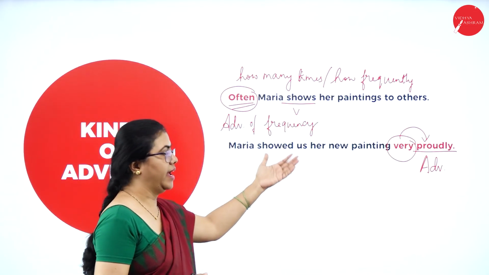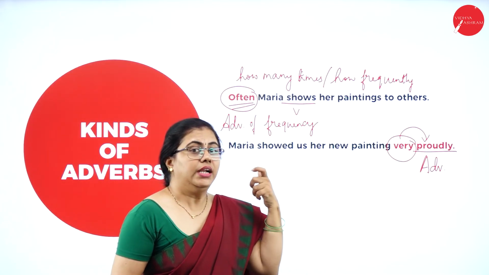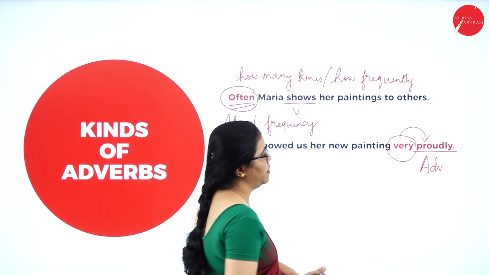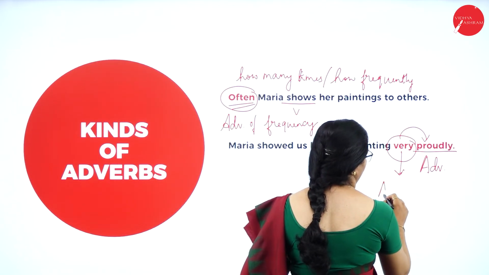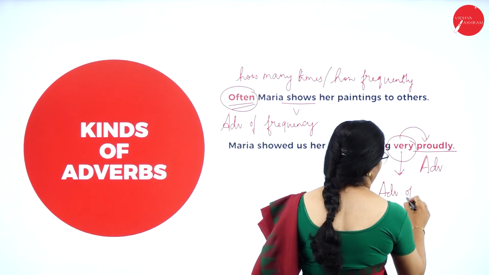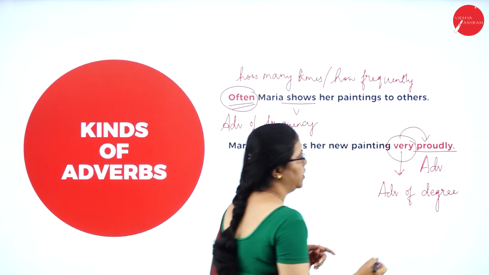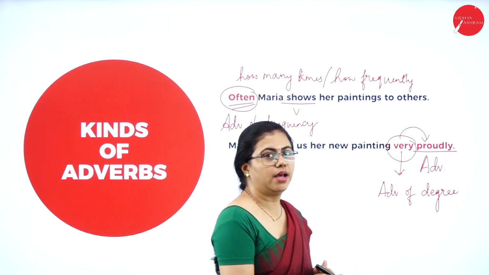So here I am using this word very. This is telling me about the degree, to what extent something is happening. So this tells us about the degree of another adverb. So this comes under adverb of degree. So these are the 5 types of adverbs that are there.